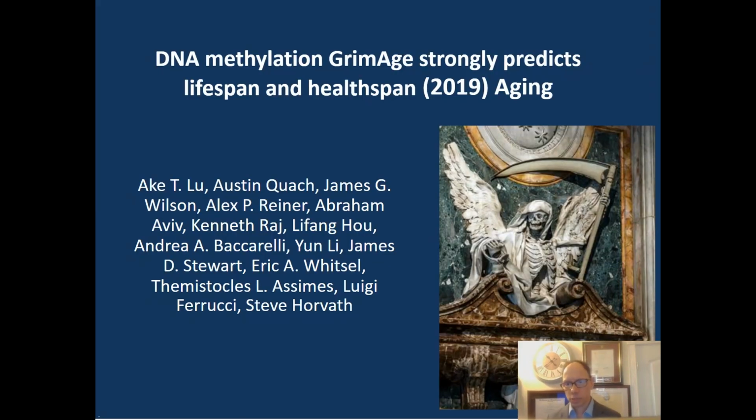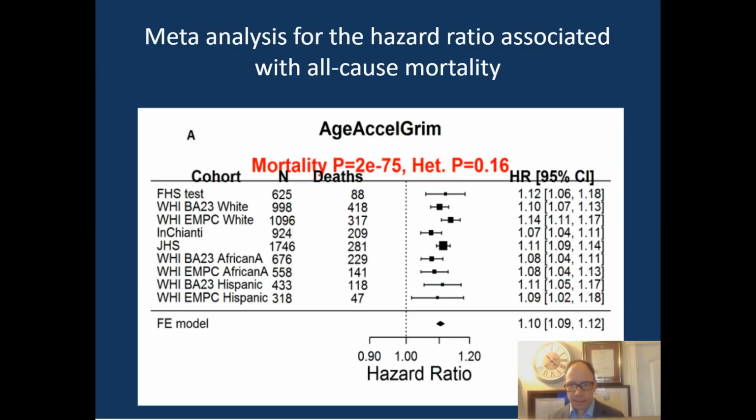So the GrimAge clock was published by R.K. Liu, and here I show you the results from a large-scale evaluation of that biomarker. So we evaluated age acceleration, meaning we, of course, adjust for chronologic age and sex in the analysis. And we find that epigenetic age acceleration based on GrimAge is very strongly associated with time to death. The p-value is 10 to the minus 75.